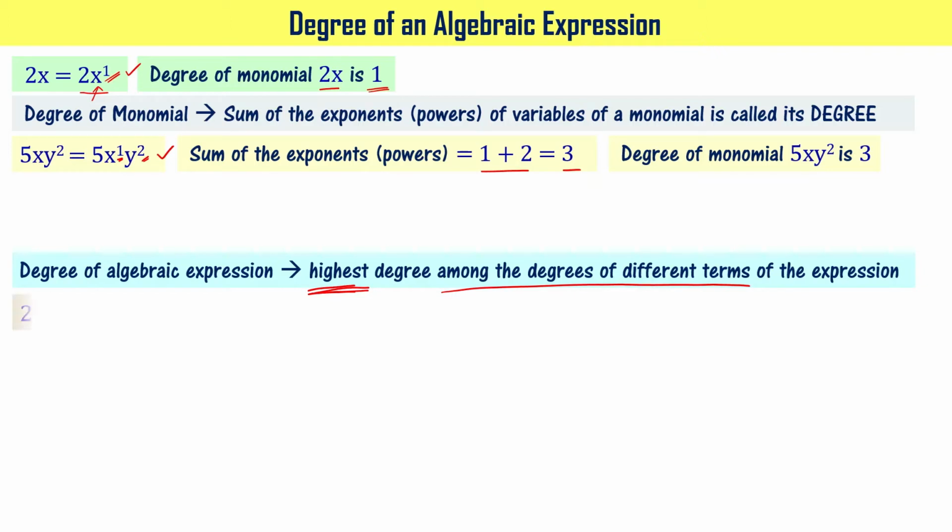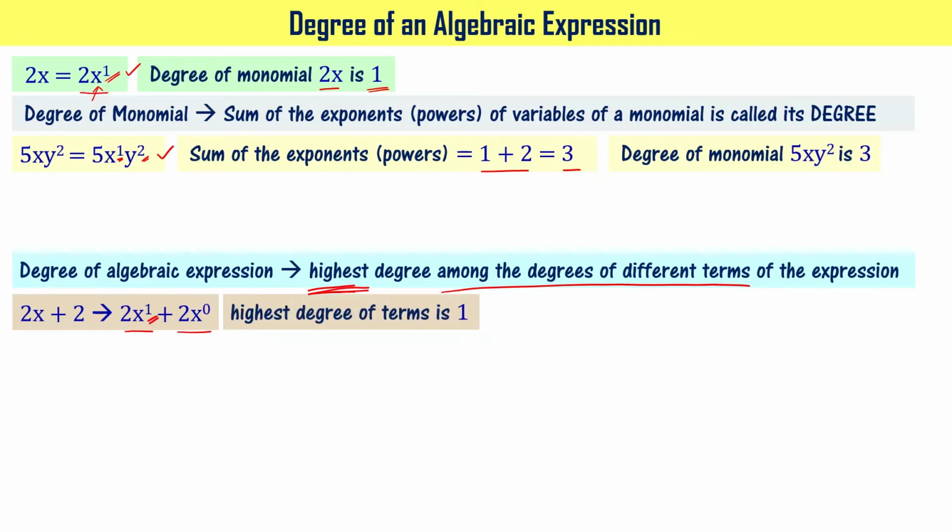Please note that. So 2x plus 2 can be written as 2x power 1 plus 2x power 0. When I write x power 0, it means it is 1, right? Anything power 0 is 1. That's why I can write 2x plus 2 as 2x power 1 plus 2x power 0. The highest degree here is 1, right? Highest degree of the terms is 1. It means the degree of the algebraic expression 2x plus 2 is 1. Please note this.